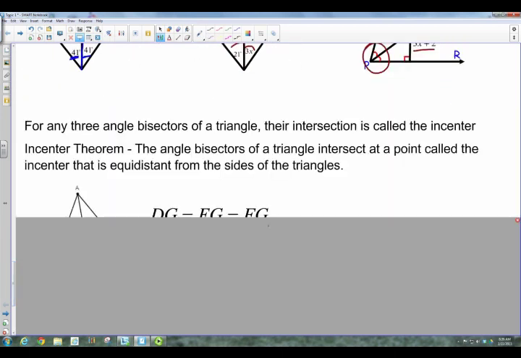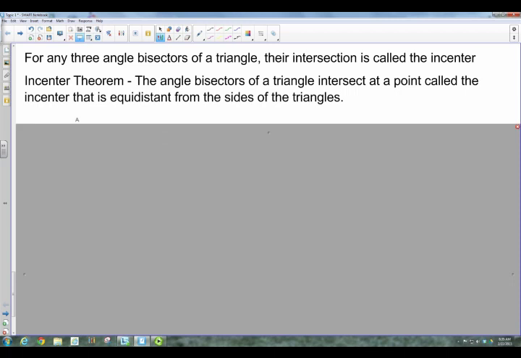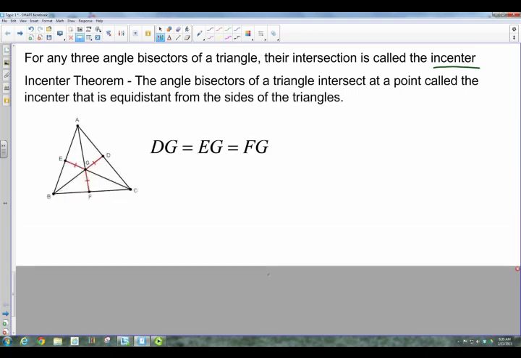What this does is introduce another one of these intersections, or points of concurrency, and it's the one that deals with the angle bisector. For any three angle bisectors, their intersection is called the incenter. So that leads to the incenter theorem: the angle bisectors of a triangle intersect at a point called the incenter that is equidistant from the sides of the triangle. If we cut these in half, these are all congruent in their own little ways. What that tells you is this is the incenter, the point where they all cross. So the lines from there back to the sides would all be congruent. That's what this theorem says.